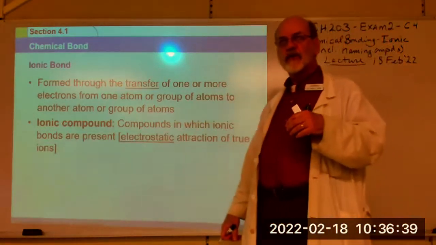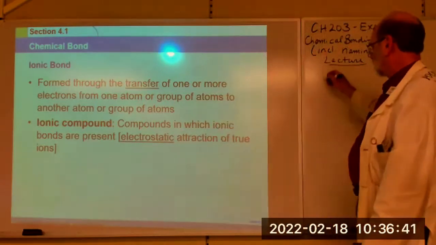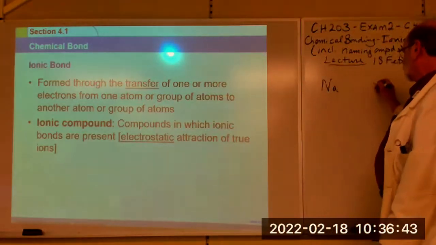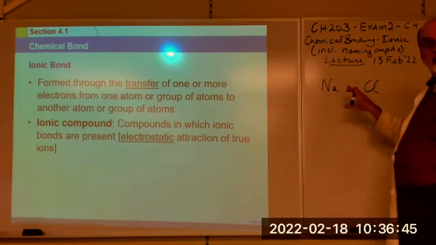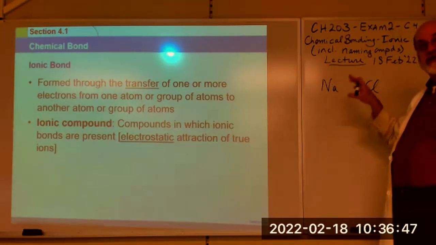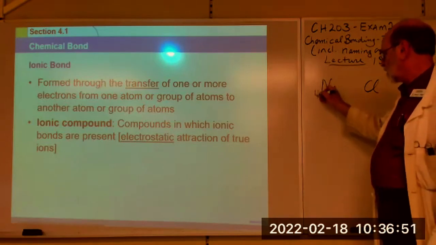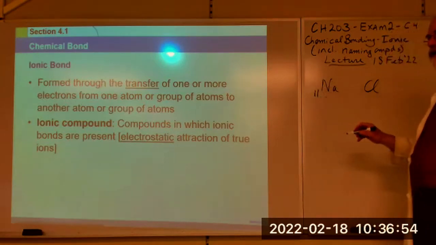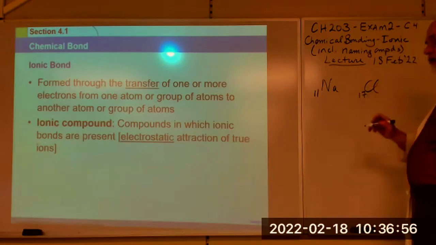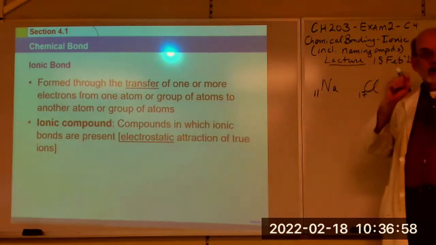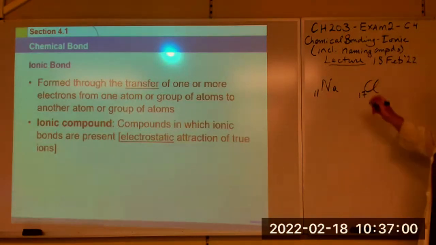Think sodium chloride, right? Sodium and chlorine, if they're neutral, they have the same number of protons and the same number of electrons. Sodium will have 11, and chlorine will have 17. Protons and electrons balance, it's neutral.